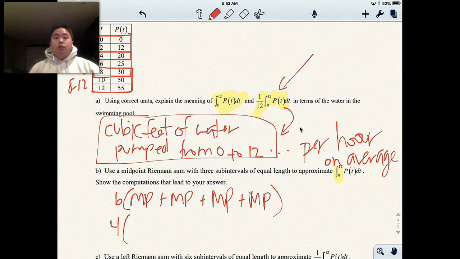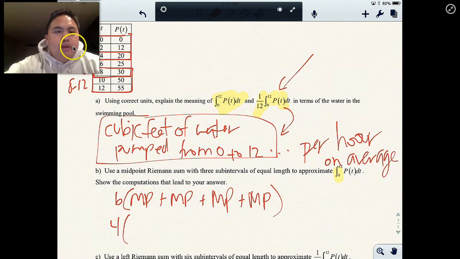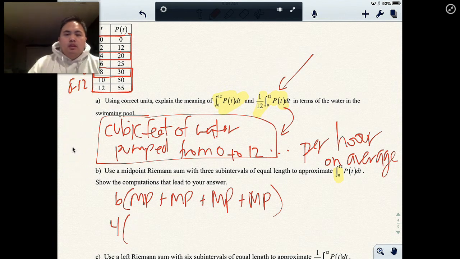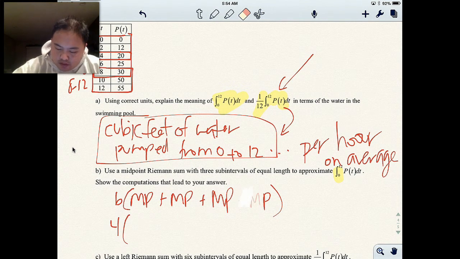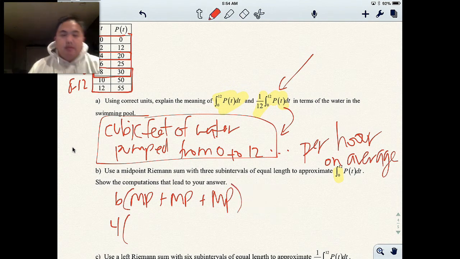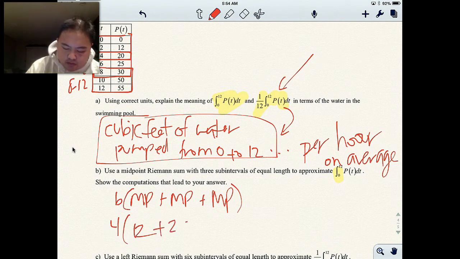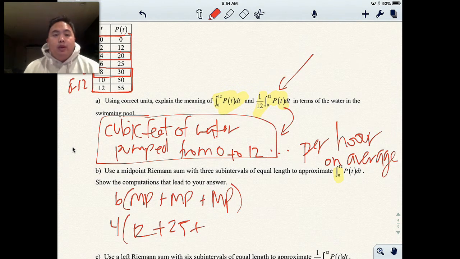If I'm going from 0 to 4, you can understand that the midpoint is going to be halfway. So for 0 to 4, the midpoint is 2. From 4 to 8, my midpoint is 6. And from 8 to 12, my midpoint is 10. I guess I messed up earlier; this is only supposed to be 3 subintervals. Sorry about that. So at my midpoint of 2, the height is 12. With a midpoint of 6, my height is 25. And with a midpoint of 10, my height is 50.